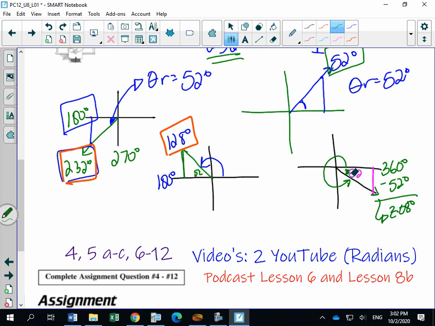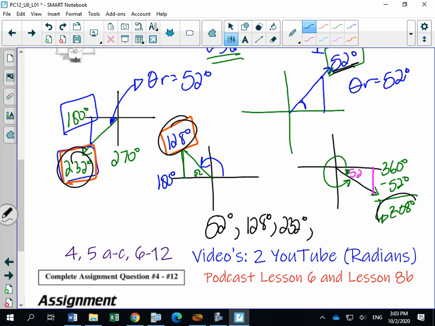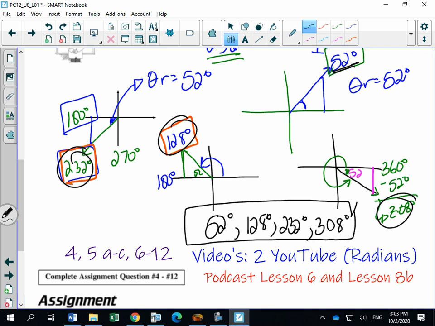So 308 would have a reference angle of 52 degrees. The question is asking, what are four angles that have a reference angle of 52 degrees? Those four angles are, in quadrant 1, 52 degrees. In quadrant 2, it would be 128 degrees. In quadrant 3, it would be 232 degrees. And in quadrant 4, it would be 308 degrees. All four of those angles in standard position have reference angles of 52 degrees.